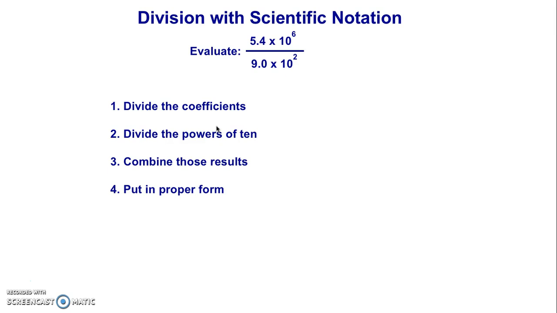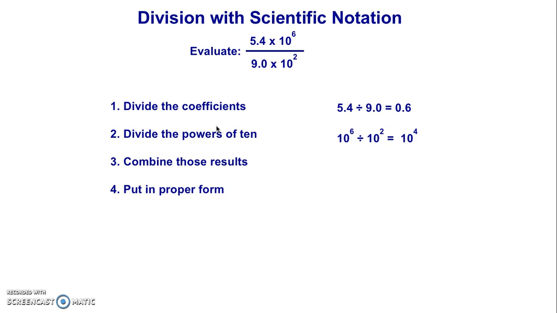Division with scientific notation: you guys know your power rules, so this is going to be a super easy review, just showing it for you a couple times, and I think you'll get it right away. So step 1, divide the coefficients. 5.4 divided by 9 gives you 0.6. When you divide the powers of 10, you go 10 to the 6th power divided by 10 to the 2nd. So we know we need to subtract the exponents. 6 minus 2 is 4, so 10 to the 4th power. Do not solve it, just keep it at 10 to the 4th power.